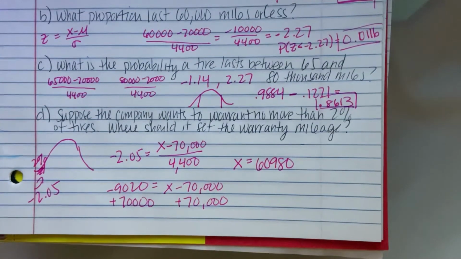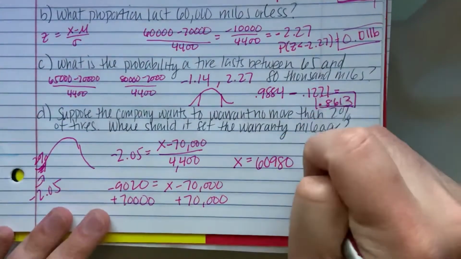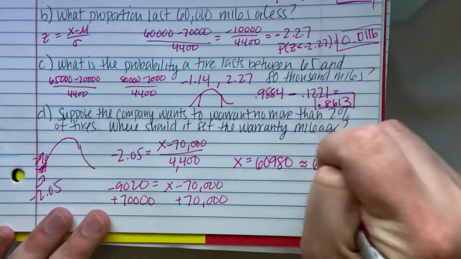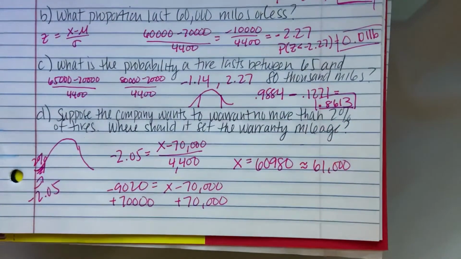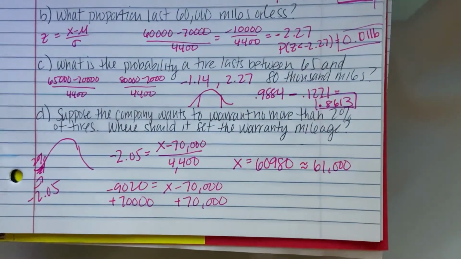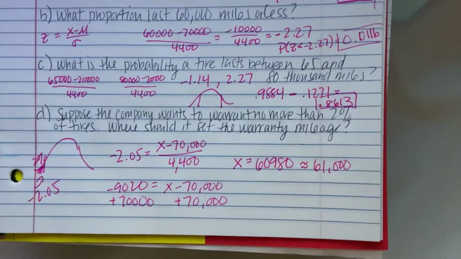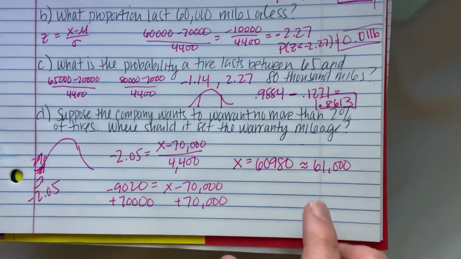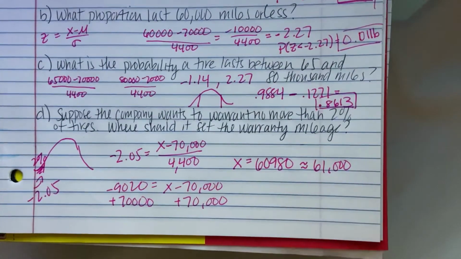So if they say I will pay the warranty for any tires that last less than that, probably they'll go with 61,000 miles, maybe even 60,000 miles, just to be reasonable. That's probably where they're going to set the warranty. It's more of a theoretical question. You probably won't have this on yours. But the technical answer is 60,980. That means only 2% of the tires should last less than that long, so that's the only 2% they'll have to pay the warranty on. So this is Chapter 7 stuff, and we'll do Chapter 8 next.